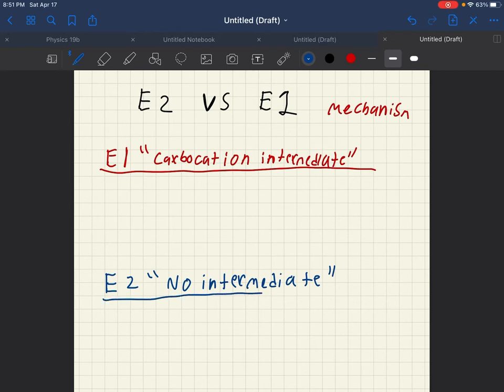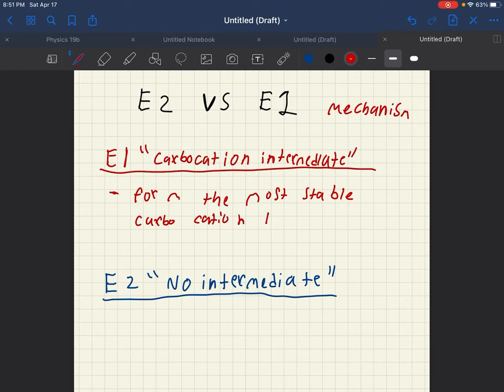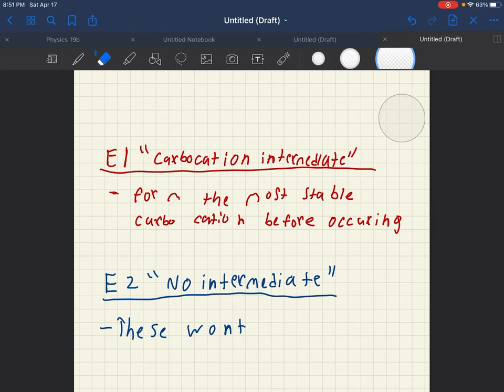So these will form the most stable carbocation before occurring, and these won't. Now, another thing that's important with E1 and E2 is Zaitsev's rule.